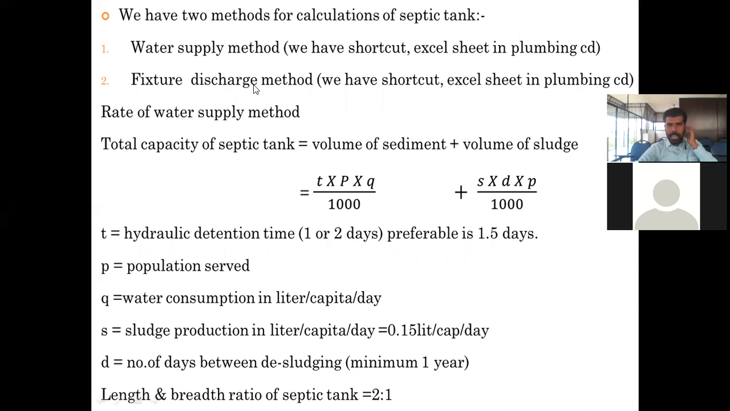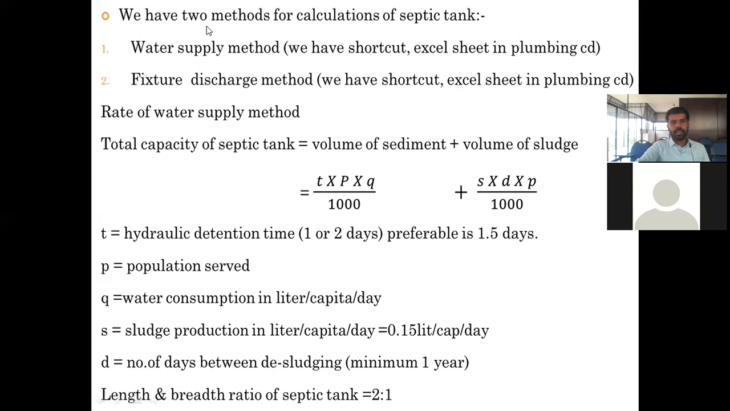We have a shortcut Excel sheet for these two methods. We can find out the septic tank size by the water supply method, as well as by the fixture discharge method. We can see the method in the Excel sheet, and today we will also find it out manually. Both ways we can find out the calculation.